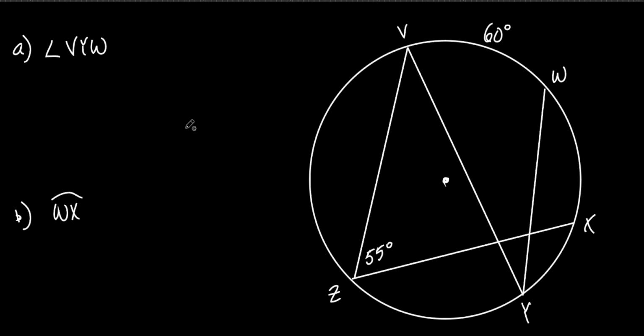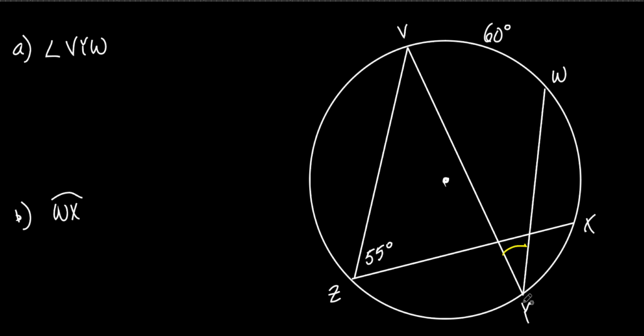Now, what do we know about the inscribed angle? It's half of the arc, right? The arc is double the angle. So let's do this. Now let's just try to solve what they want. VYW. Where is V? VYW. Angle. Oh my goodness, that's easy. It's that angle right there. That's what we're trying to find right now.